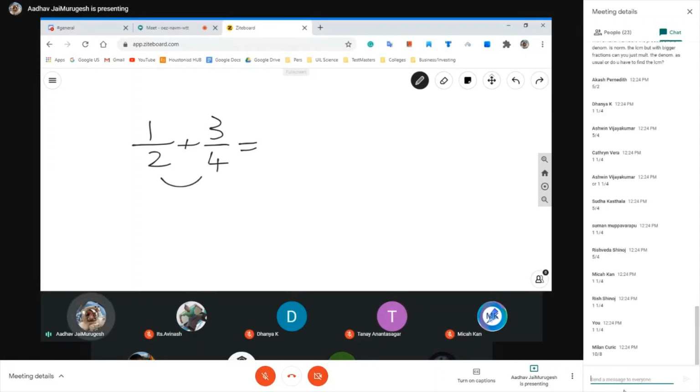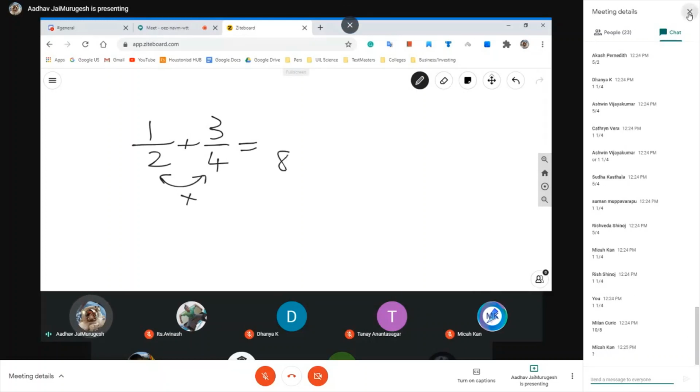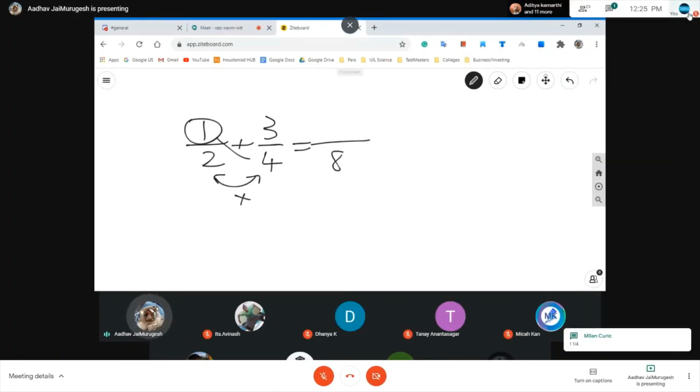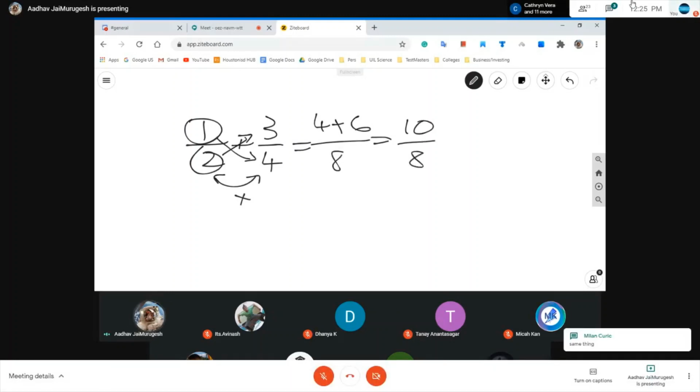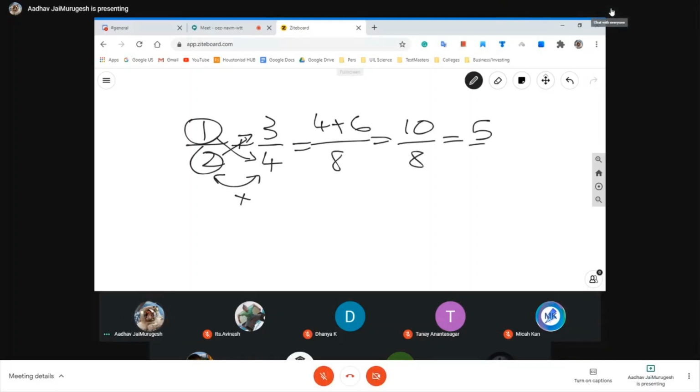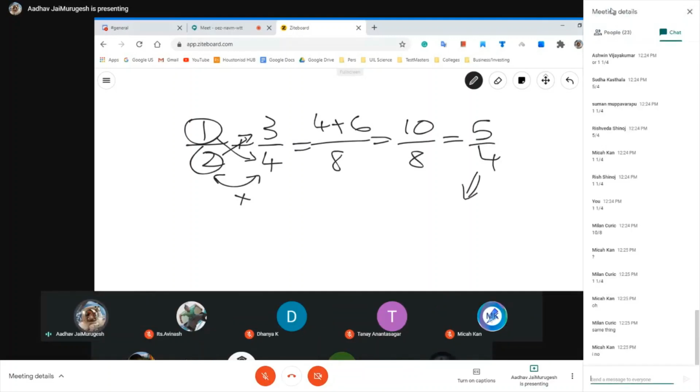I'm going to go a little bit faster on these. First, you multiply 4 times 2, which gives you 8. Then you do 1 times 4, which gives you 4, and 2 times 3, which gives you 6. That's going to be 10/8, which is going to be 5/4. And as a lot of people said, it's going to be 1 and 1/4.